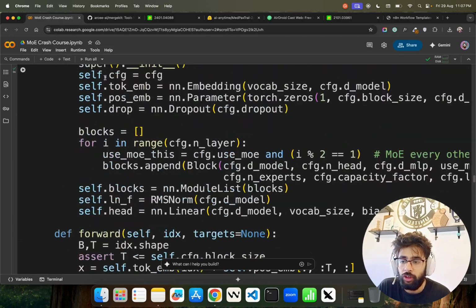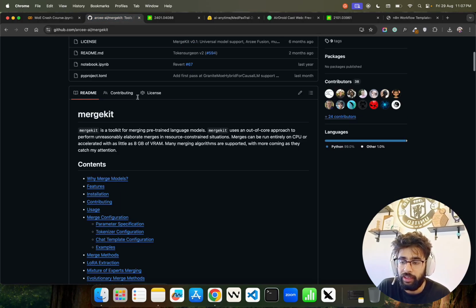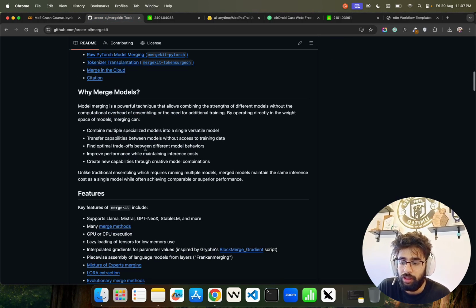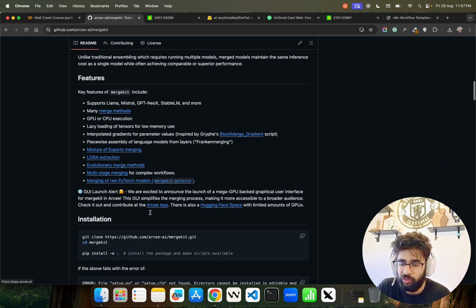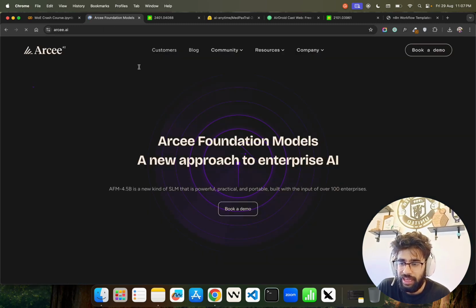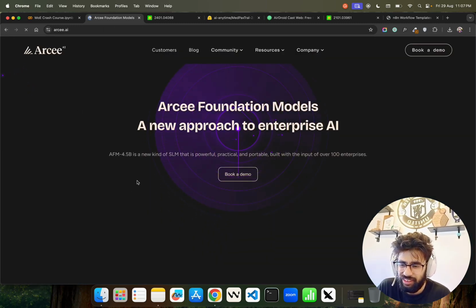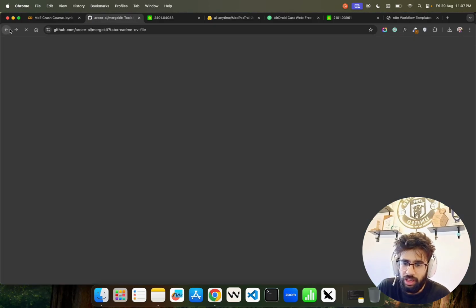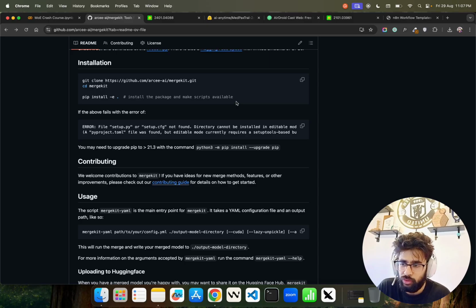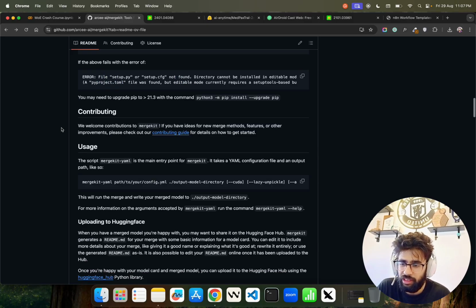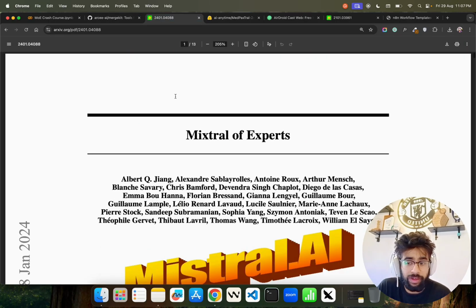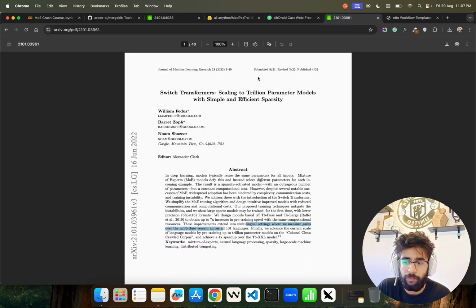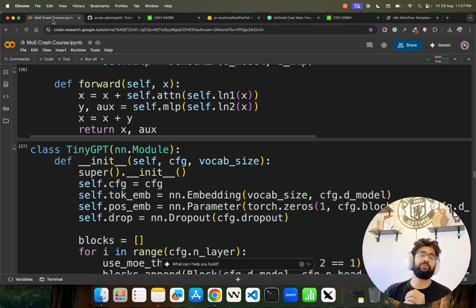Check out MergeKit also. I recommend you check out MergeKit by Arcee. Okay, they have a web UI also through Hugging Face or something. You can find it through the Arcee app. Yeah, I think on this Hugging Face Space you have to go and check it out, but you can also do it yourself. You can just pip install it and get it done here. And read this paper, guys. This is how you enhance your understanding. I'll give this PDF also, and this Switch Transformer paper also, in the description.